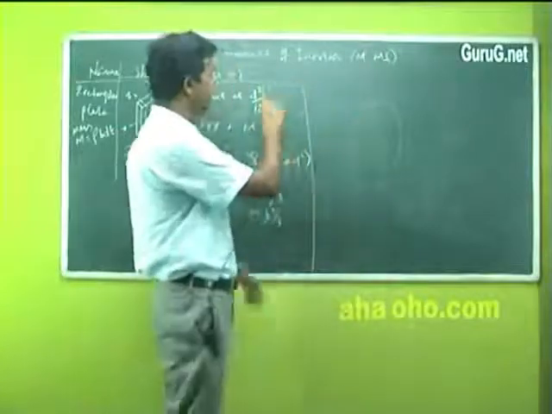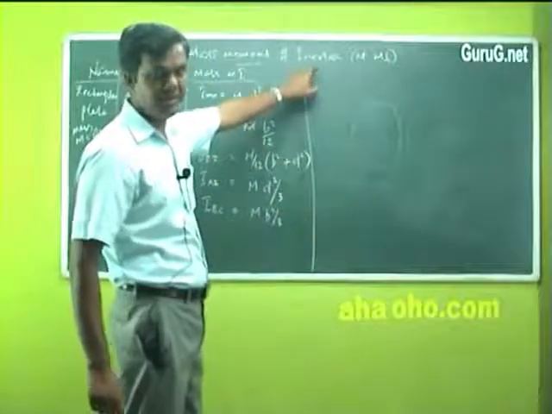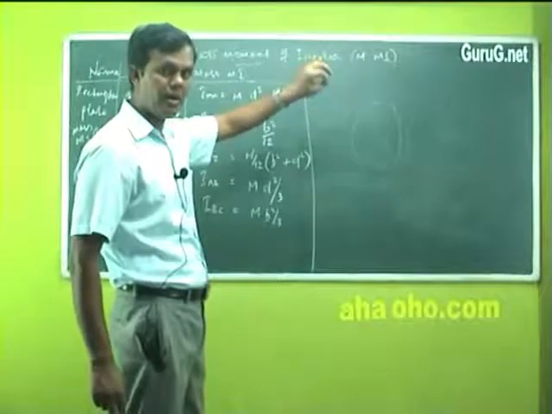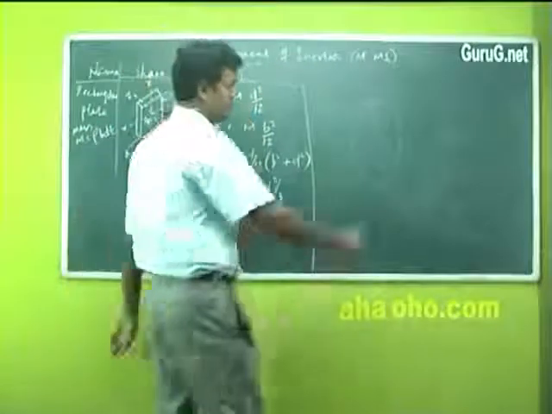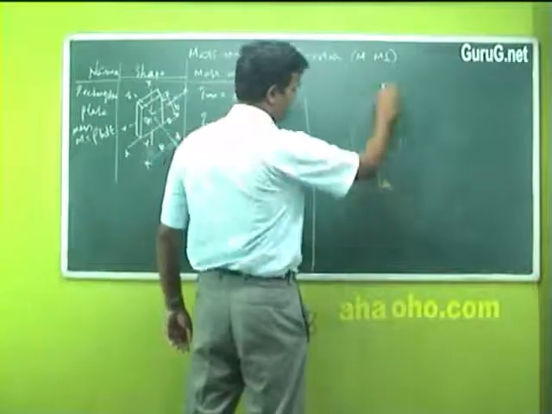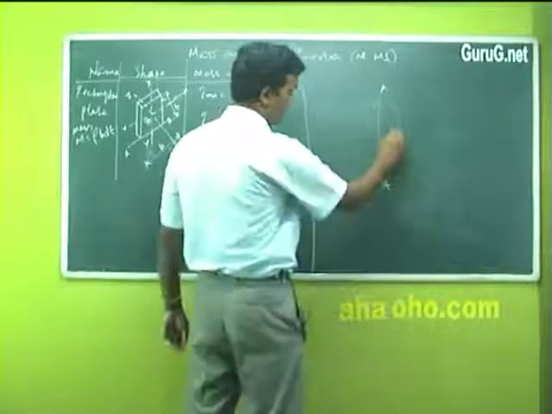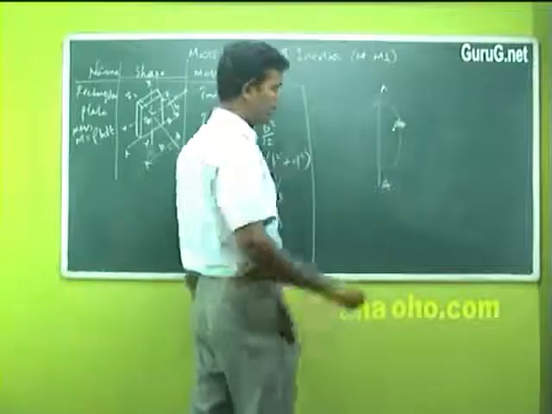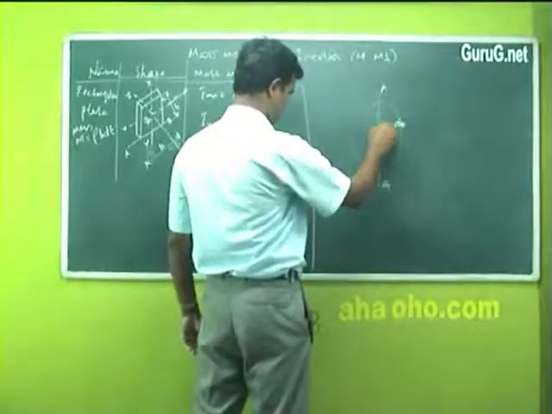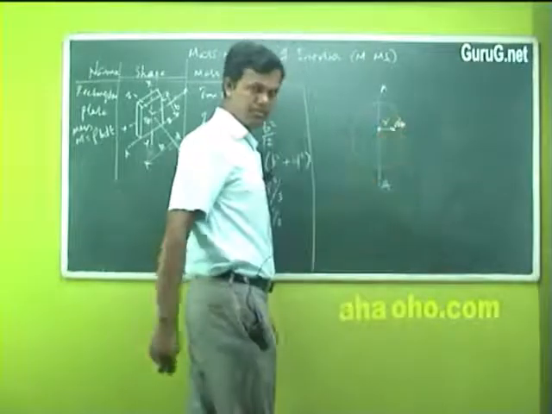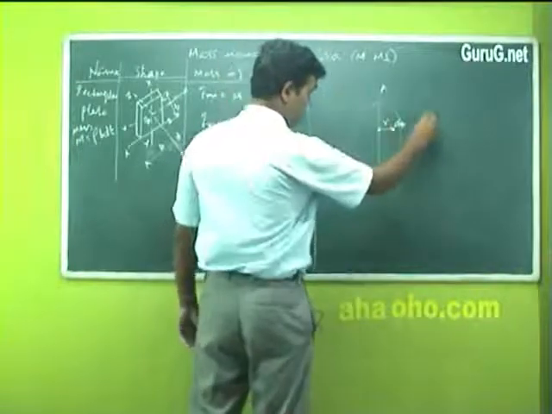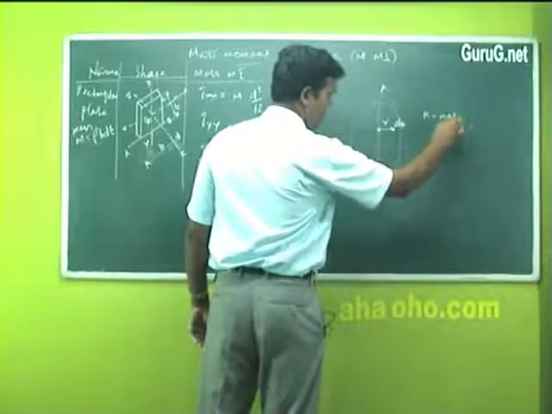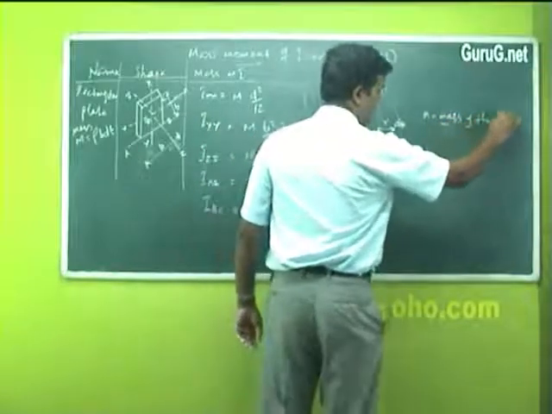The aim of studying the mass moment of inertia is to determine the moment of inertia of a body with a mass m. Say, for example, this is my axis AA. I have a body with an elemental area dA, small. The distance of this is r, and m is the mass of the body.